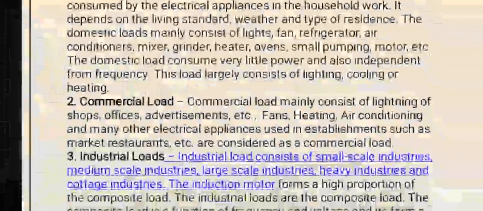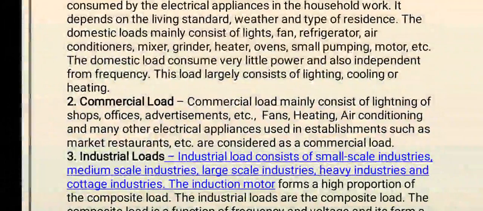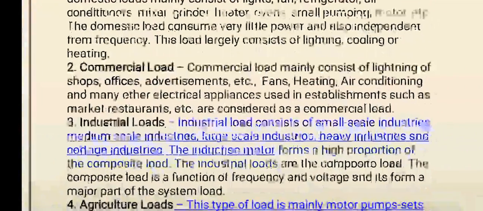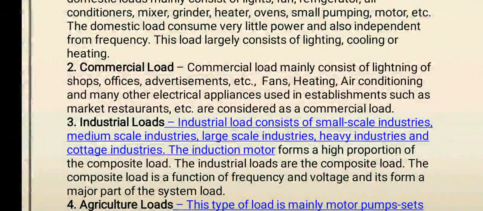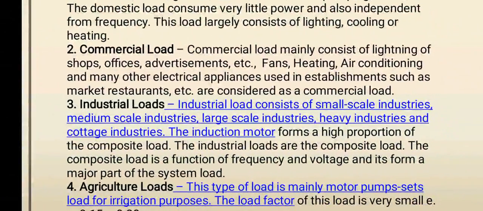The commercial load mainly consists of lighting of shops, offices, advertisements, etc., fans, heating, air conditioning, and many other electrical appliances used in establishments such as markets and restaurants. The industrial load consists of small scale industry, medium scale industry, large scale industry, heavy industry, and cottage industry. The induction motor forms a high proportion of the composite load. Industrial loads are composite loads. The composite load is a function of frequency and voltage, and it forms the major part of the system.